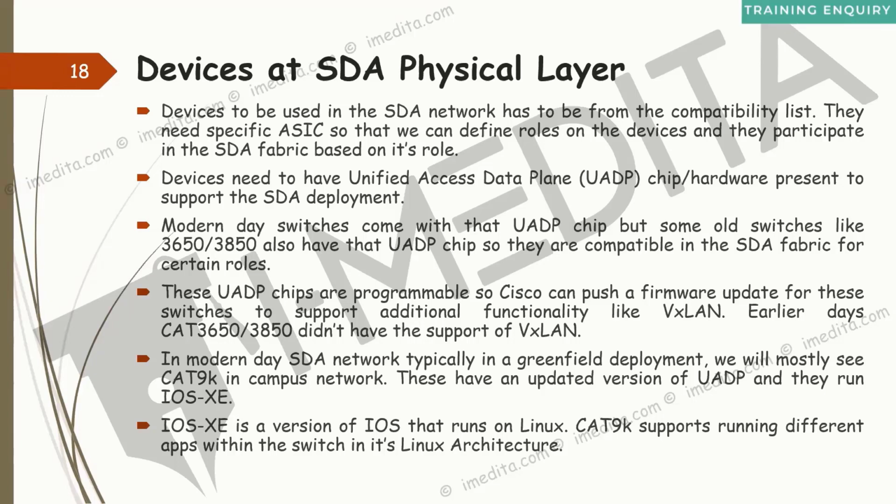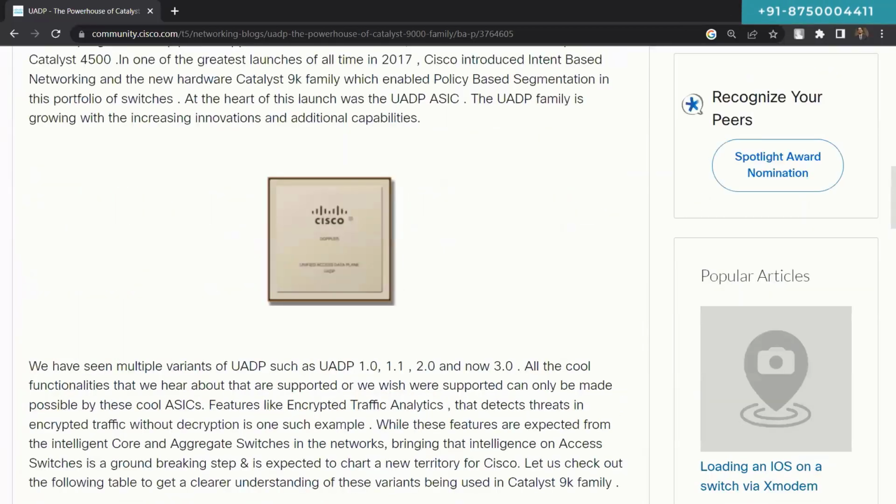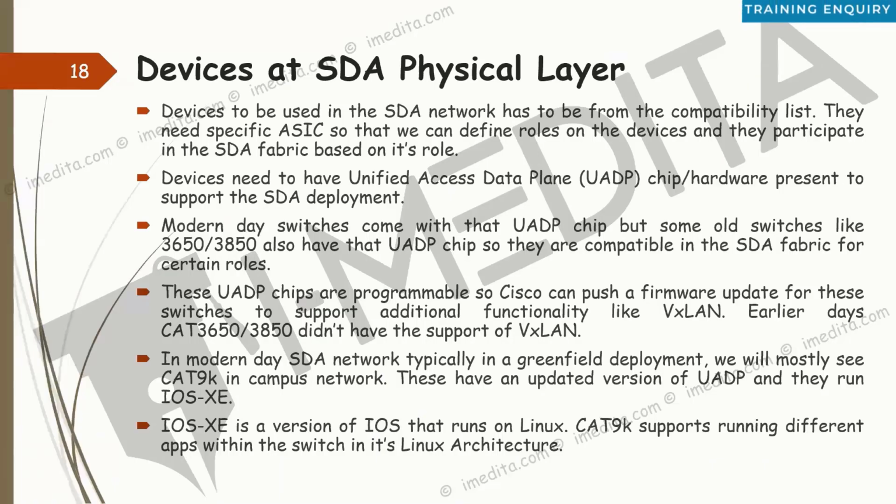Right. So in modern day SDA networks, in modern day switches, we already have that UADP chip. But if the UADP chip that we are talking about is not present on your device, it will just not be allowed to participate in the fabric.